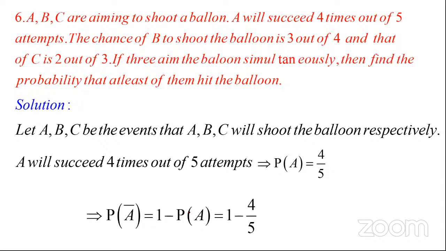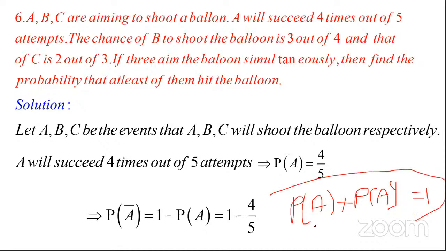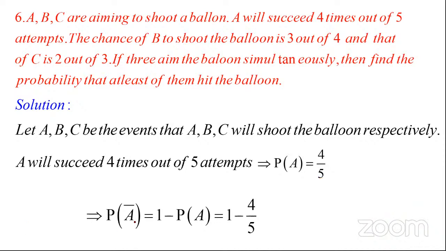We know that P of A plus P of A complement equal to 1. So this is the condition. From that one, we can find the value of P of A or P of A complement. We know the P of A value, then we can find the P of A complement. So I'm taking P of A complement or A bar equal to 1 minus P of A. P of A value is 4 by 5, so P of A bar equal to 1 by 5. So out of 5 times, you won't hit one time.